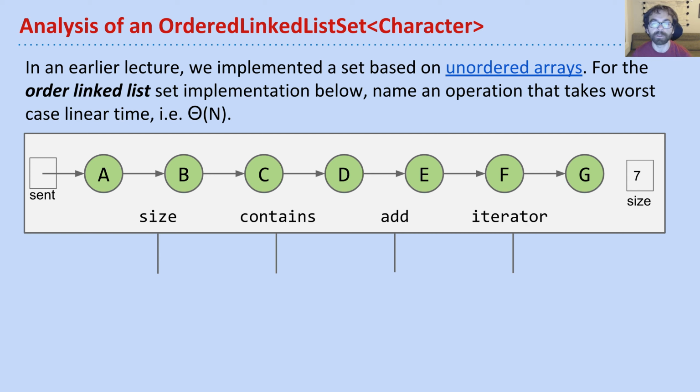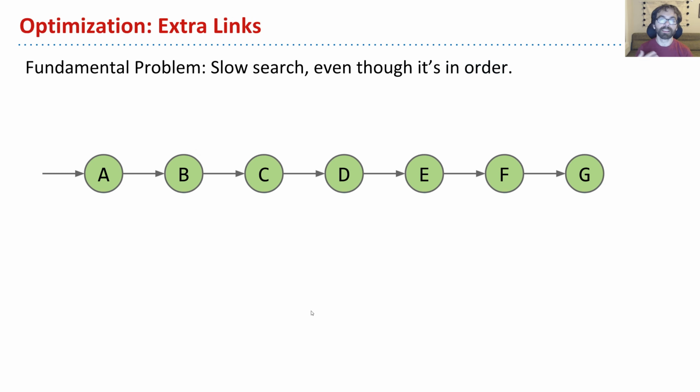So what I'd like you to do now is identify one of these operations that will be slow, that is linear time, theta n. Okay, so turns out contains and add will both be linear time. If I want to see if the set contains G, well, I go to the sentinel, I hop forward, and get to G. Not so great. So the problem here is that even though our linked list set is in order, we're not taking advantage of that fact in any way. But it feels like maybe if it is in order, there's something we could do.